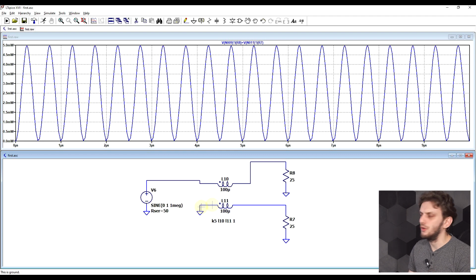It is important to mention, however, that this will only work if the loads are smaller than the initial signal source impedance. So you will not be able to drive higher loads with this method. With the previous method, with the three inductor transformer, you can drive any value of load.